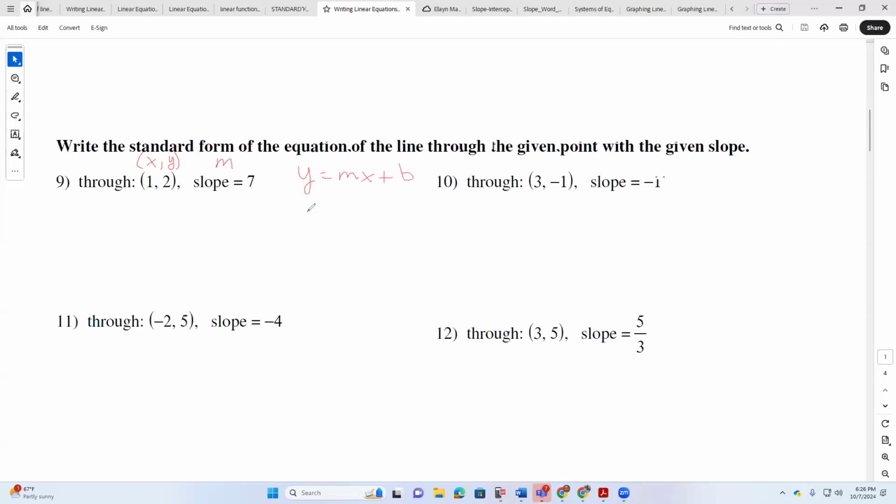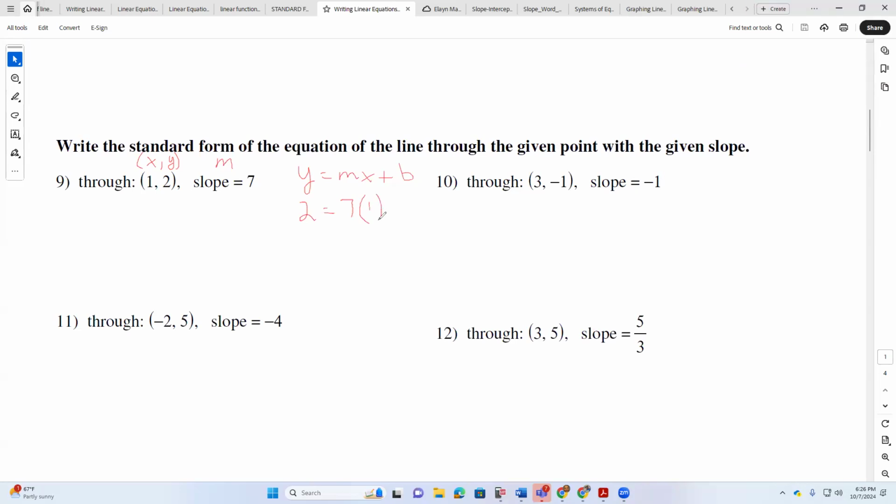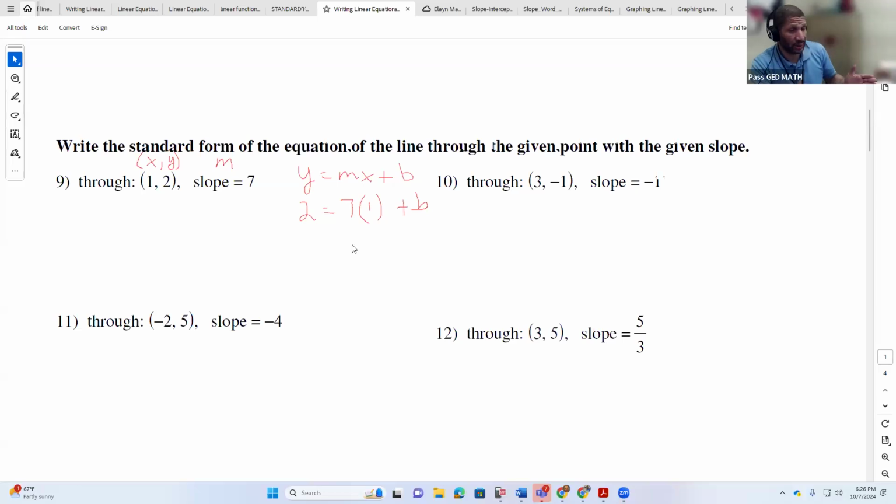What is y? It's positive 2. My slope is what? It's 7 over 1, or just 7. And we're going to multiply that by x. What's my x? It's 1. Plus b. All we did was plug them in. So we get 2 equals 7 plus b.